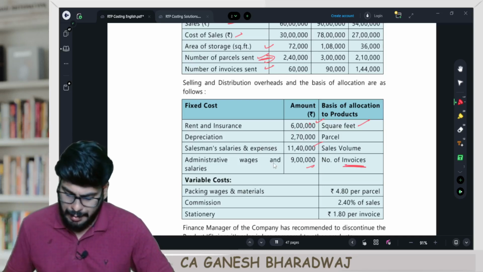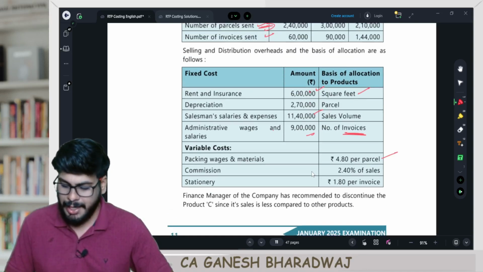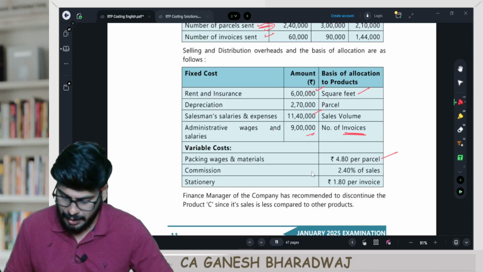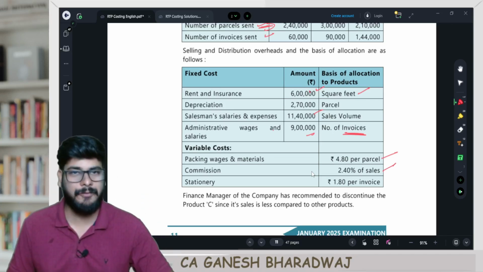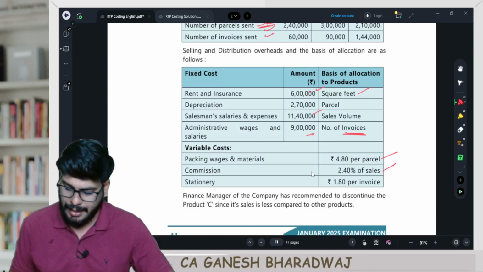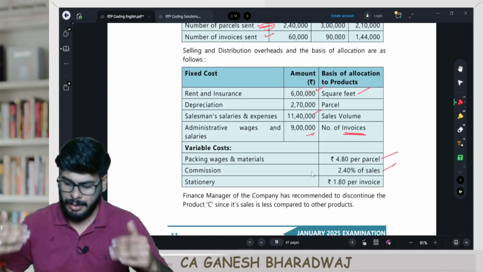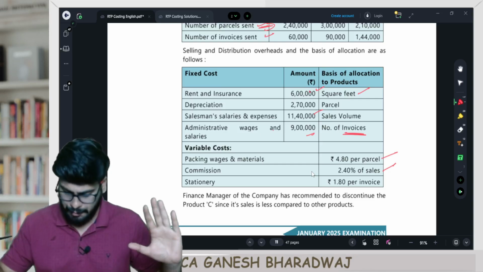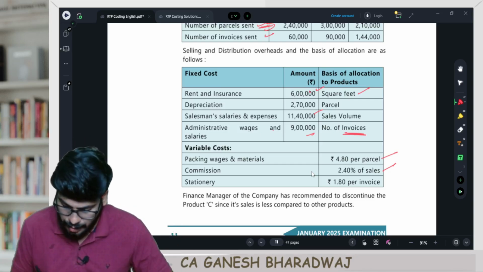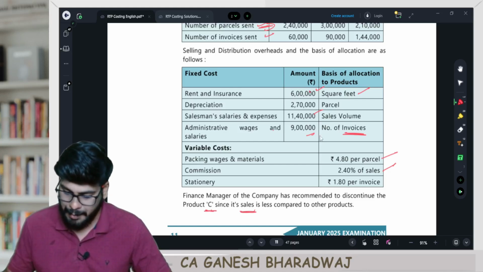Next, variable costs are given. So packing wages and material, 4.8 rupees per parcel. So number of parcels product wise we have, multiply that with 4.8. Commission 2.4% on sales. Product wise sales is that, directly apply 2.4%. And stationery is 1.8 per invoice. Product wise invoice, number of invoices is that, multiply it with 1.8. Fairly simple. Now, the finance manager of the company has recommended to discontinue product C since its sales is less compared to the other products.